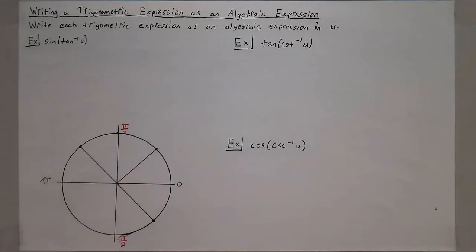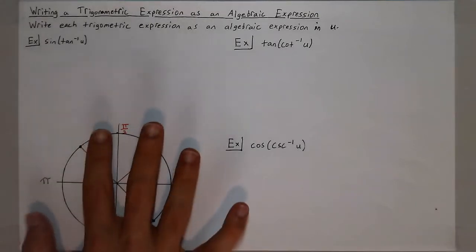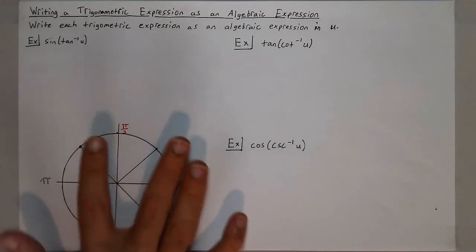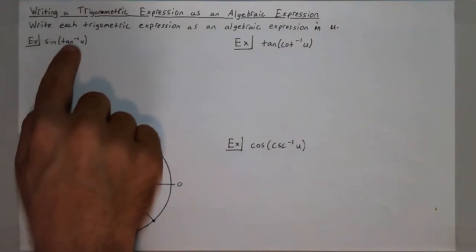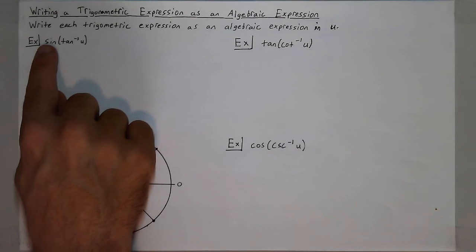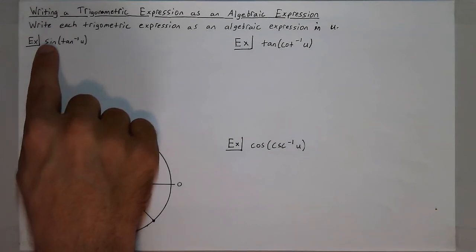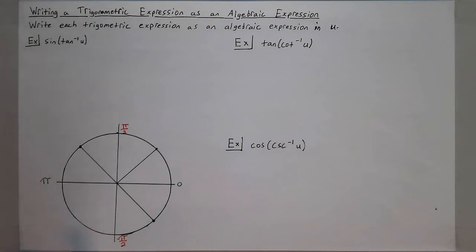In this video, we are going to learn how to write a trigonometric expression as an algebraic expression. So for each of these examples, we'll write each trigonometric expression as an algebraic expression in u, the variable that's inside the expression right now. One thing to keep in mind with this process is it's very similar to the first video in this section, but we're just using a variable, and also when we're using a tangent from this range, does it affect the output from the range of this function? So let's look at that.